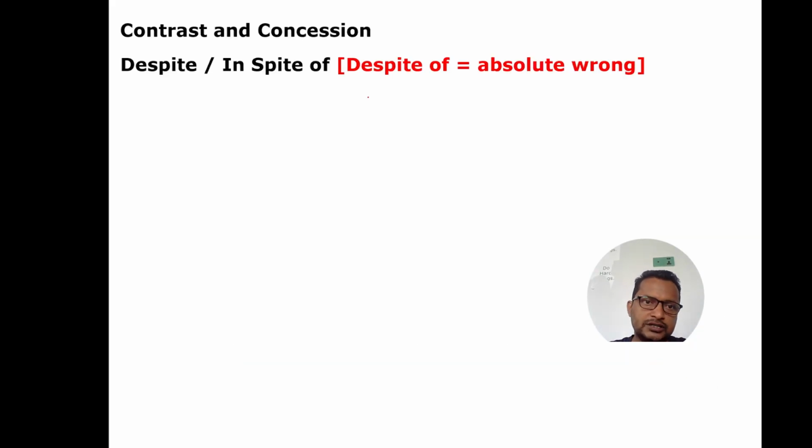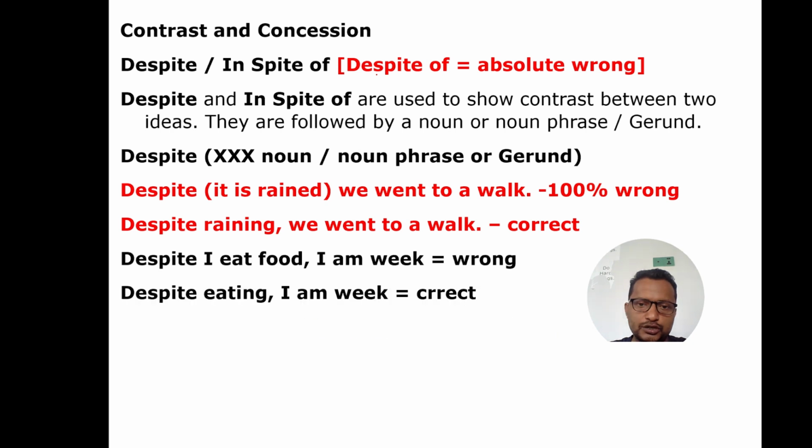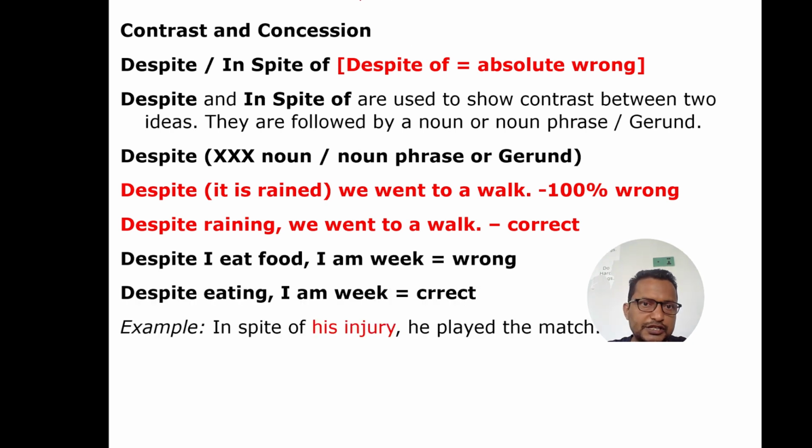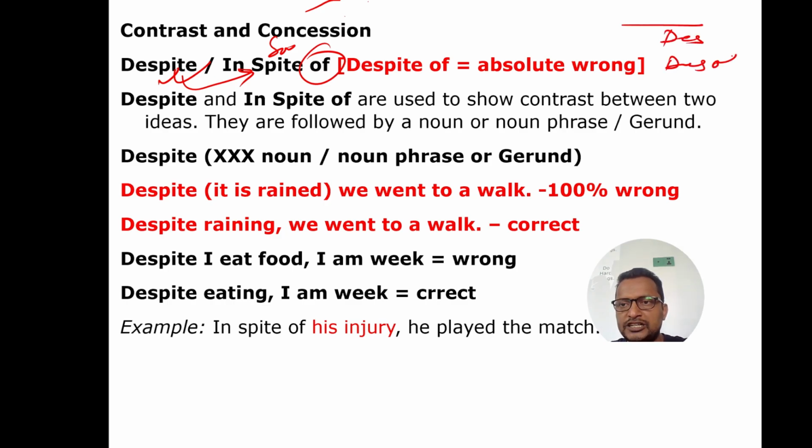Now, contrast or concession: despite and in spite of. This is also a very important concept, right? Despite and in spite of are basically the same thing. Despite comes alone, and in spite comes with "of". So in the blanks, if you have "despite of" as an option, then it is gone already, 100% wrong. Despite will only be despite, and in spite will come with of.